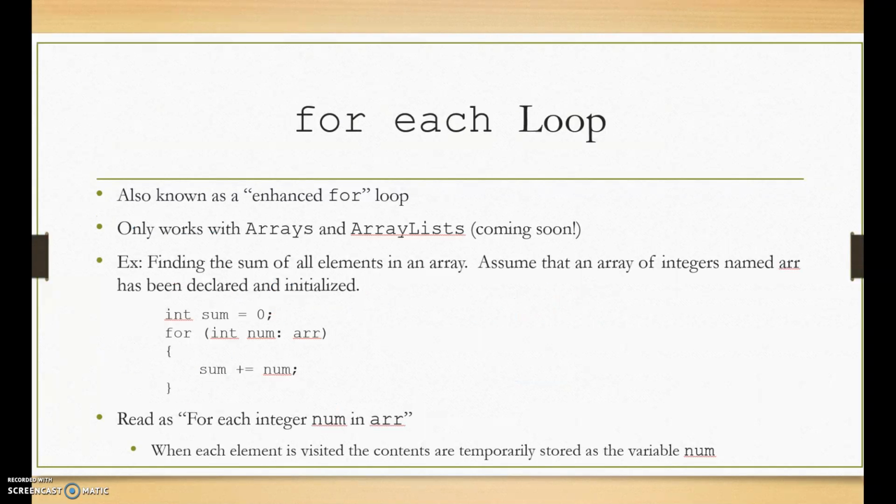The second type of loop is called a for each loop, and in some sources this is also called an enhanced for loop. Now, these only work with arrays and array lists, which we'll learn about next week, and they can be very helpful. However, there are some times when they are not going to be useful. So let's talk about when they are useful and when they are not, so that we can make sure that we use them properly. So let's say I wanted to take a look at that same scenario that we just talked about. Well, in that scenario, I could use a for each loop.